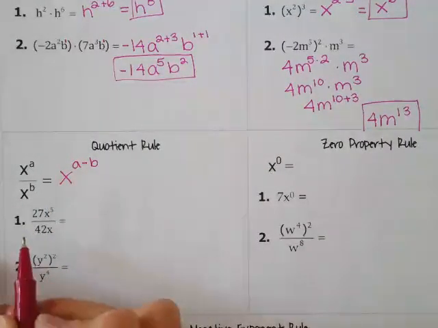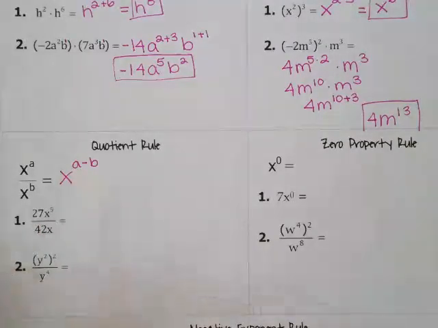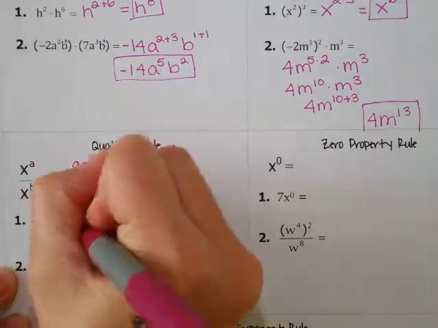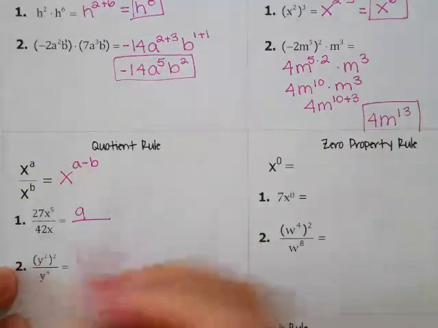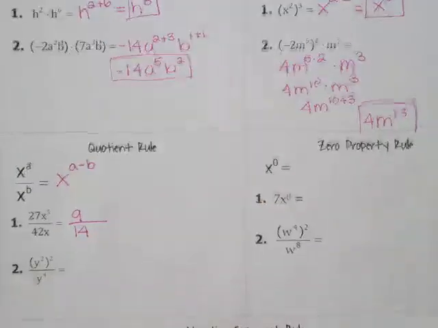All right, at number 1, I've got 27 and 42 as our coefficients, or the numbers in front of our variables. Simplifying that, 3 goes into both of those numbers. 3 goes into 27 9 times, and into 42 14 times. So that's where we'll start.